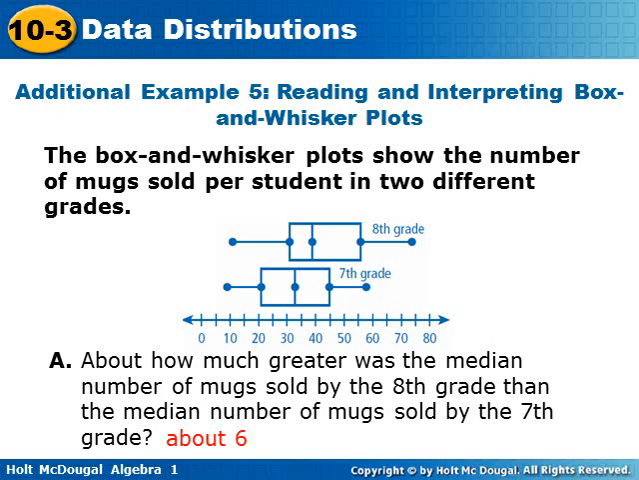The box and whisker plots show the number of mugs sold per student in 2 different grades, 8th grade and 7th grade. About how much greater was the median number of mugs sold by the 8th grade than the median number of mugs sold by the 7th grade? So you can look at your graph, and it's about 6.